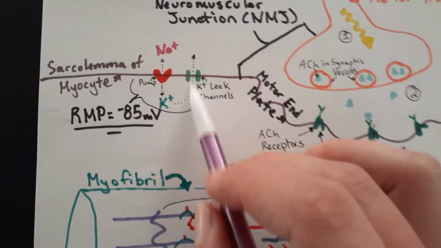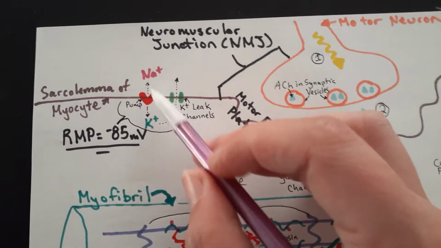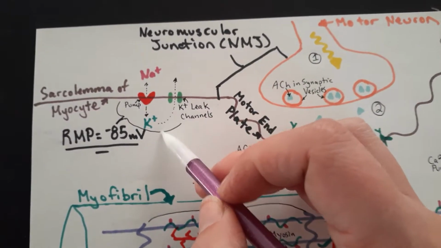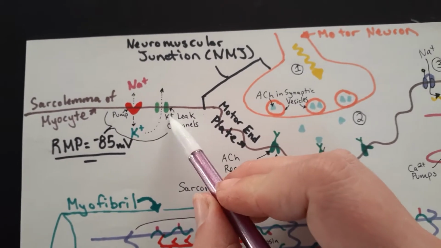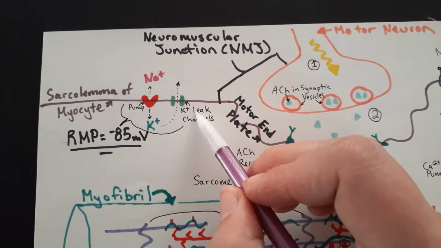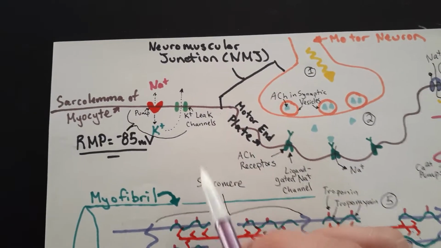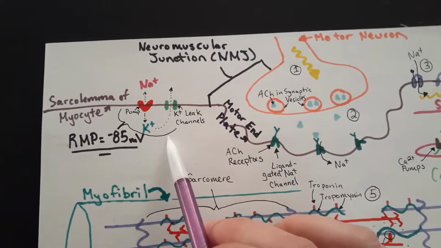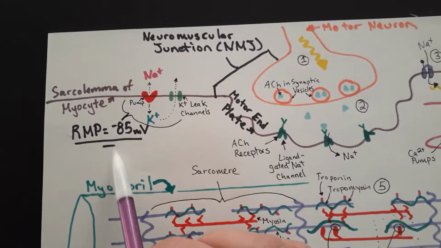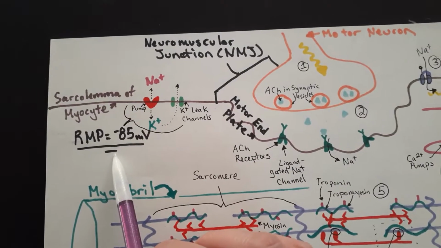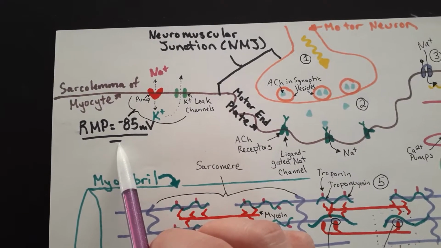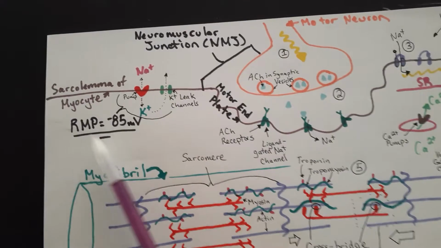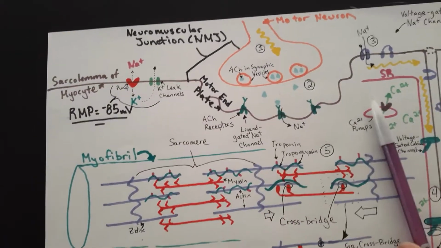We have these sodium-potassium pumps that are constantly pumping 3 sodiums out for every 2 potassiums in, and of course some of that potassium is allowed to leak back out, leaving a lot of negative stuff left behind in the cell. Collectively, the actions of all of these different pumps and channels generate a resting membrane potential of negative 85 millivolts, so very negative, and that is existing throughout this entire cell.